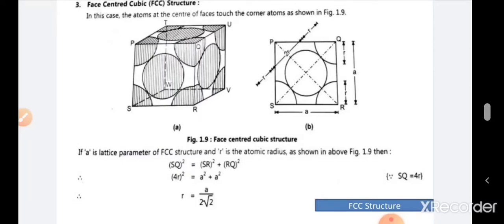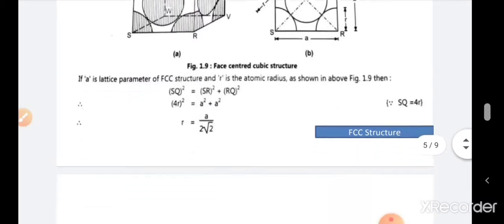So now we get the relation 4R square is equal to 2A square. Now we will take the square root on both sides. If you take the square root on both sides, we will get the next relation between A and R, that is R is equal to A by 2 root 2. Now this relation we will use in the atomic packing factor.